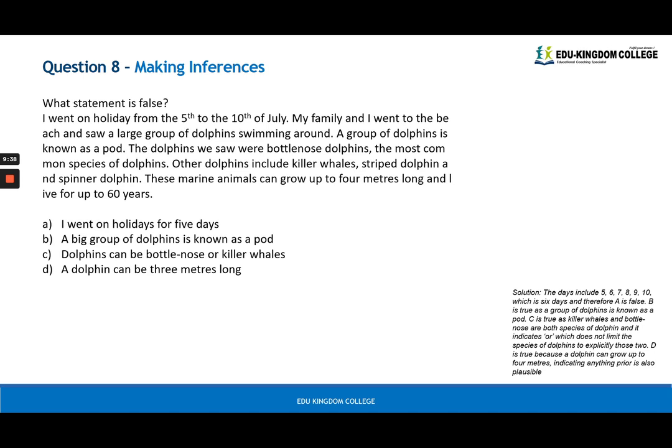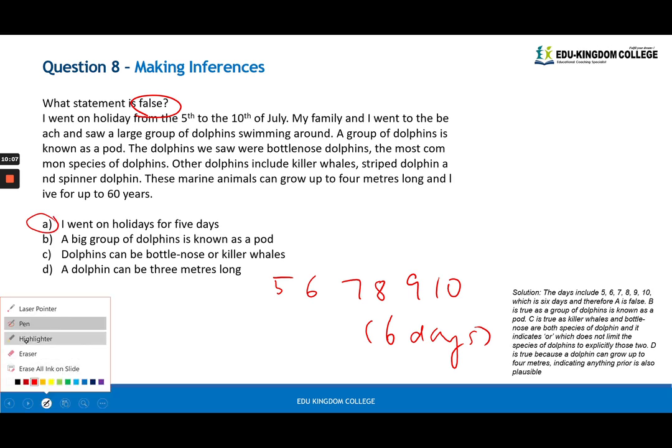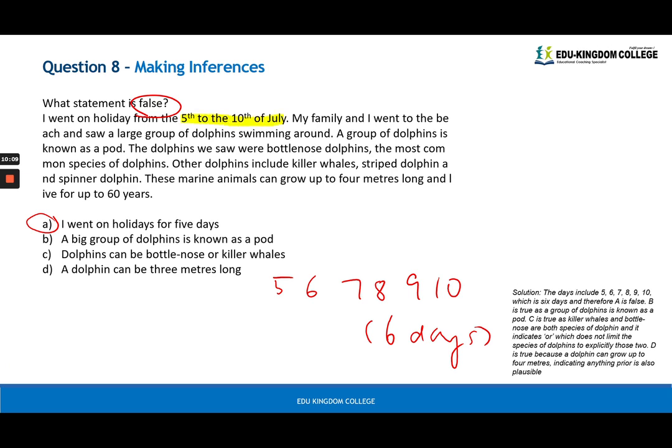Okay, which statement is false? I went on a holiday from the 5th to the 10th of July. So those are 5, 6, 7, 8, 9, 10. That's actually 6 days, which means A is out. My family and I went to the beach and saw a large group of dolphins swimming around. A group of dolphins is known as a pod. Oh, actually, sorry, I just realized which statement is false. It's A, isn't it? Because we already said 6 days, and A says I went on holiday for 5 days. Just by looking at the dates, it can be confusing. So actually the other ones are all true. You can read through here by pausing the video now to see why B, C, D are all true.